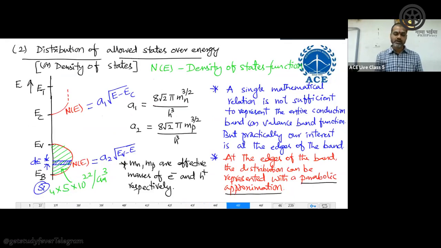To understand this distribution of the allowed states over energy, in either the conduction band or valence band, you need some mathematical representation. But with a single equation, we are not in a position to describe the entire variation within the conduction band and within the valence band. For that, we are taking the parabolic approximation, and you can represent it like this.